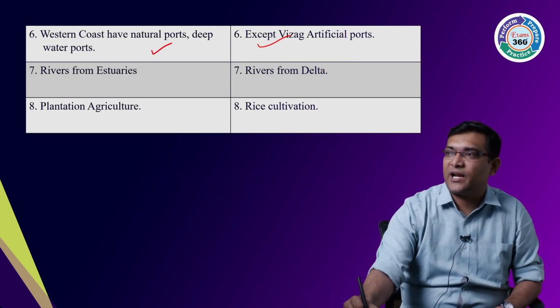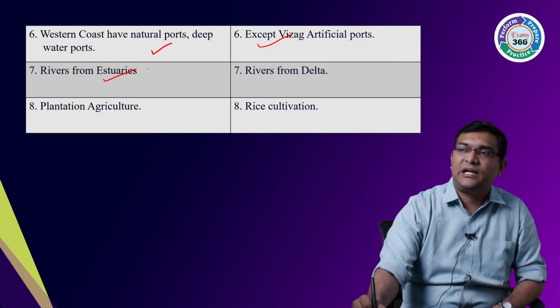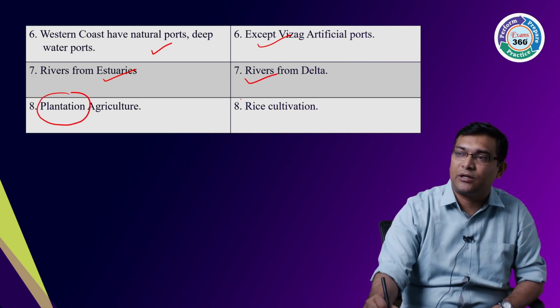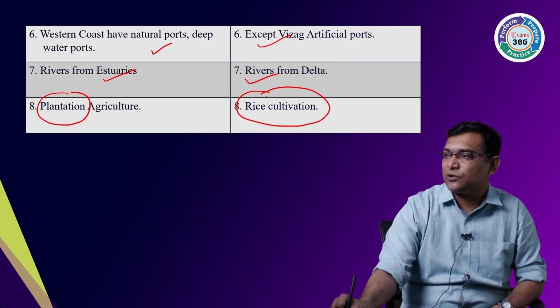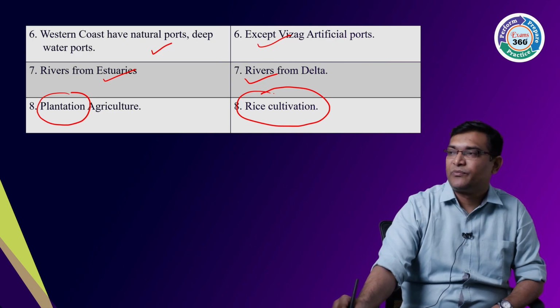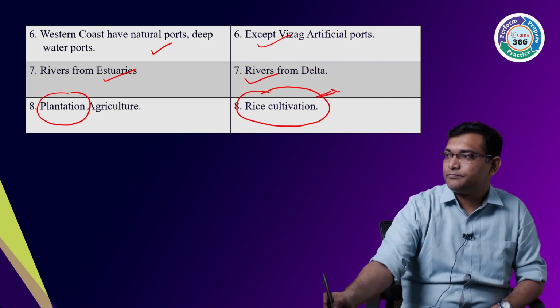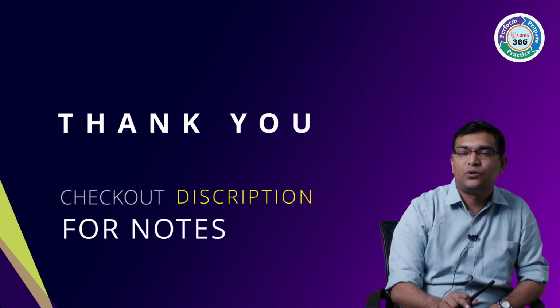West coast has natural ports and deep water. These are artificial ports. And rivers form estuaries, rivers form deltas. What kind of cultivation? Plantation crops. But here rice cultivation is more. Okay, rice cultivation will be more, right? So this is your one type. So thank you one and all.